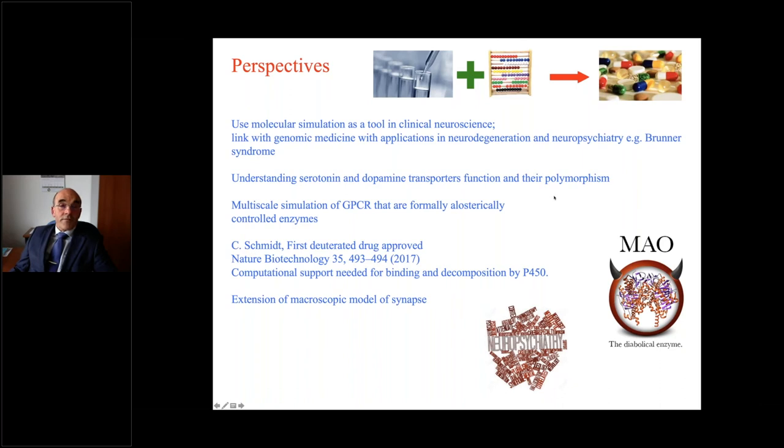Challenges for the future is multiscale simulation of G protein coupled receptors that are formerly allosterically controlled enzymes. And since we have this nice machinery to simulate the isotope effects, it would be fine to properly understand isotope effects of the reactions catalyzed by cytochromes. And of course, this macroscopic model of the synapse is a challenge for the future.